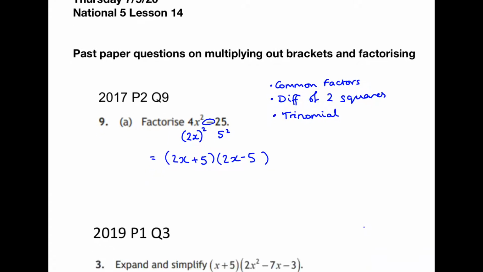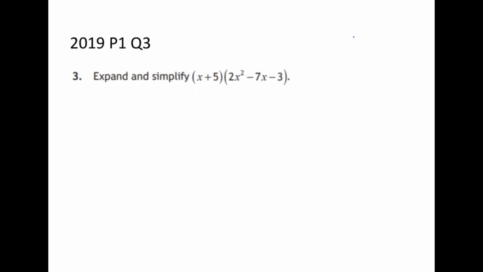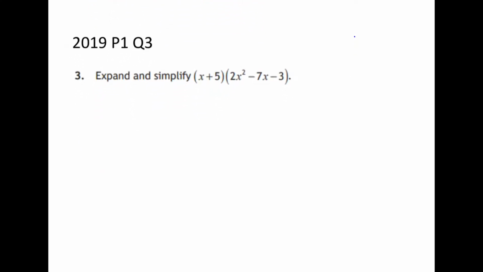There is a bit more factorising that we still need to do, and that's 2-step factorising, which we will be doing next week, and there are a couple more exam questions once we've done them. So next question, expand and simplify. We've got 2 brackets here, one with 2 terms and one with 3 terms.